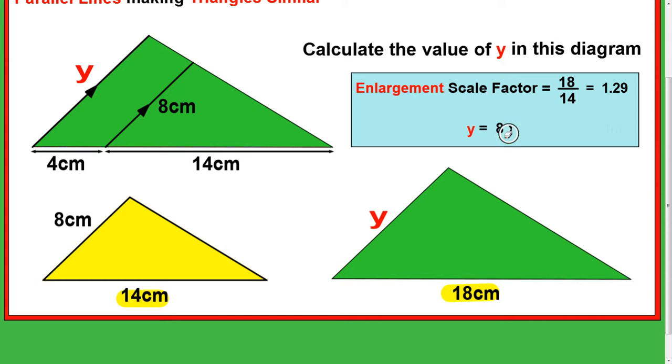So if you take your y and your 8 here, because this is your corresponding side, you've got 8 here and your y. So take your 8 and times it by your scale factor, you'll get your answer of 10.32. So it's just as an earlier question, if you separate it into two separate triangles like this, always put your second triangle as the one with the unknown bit on it.